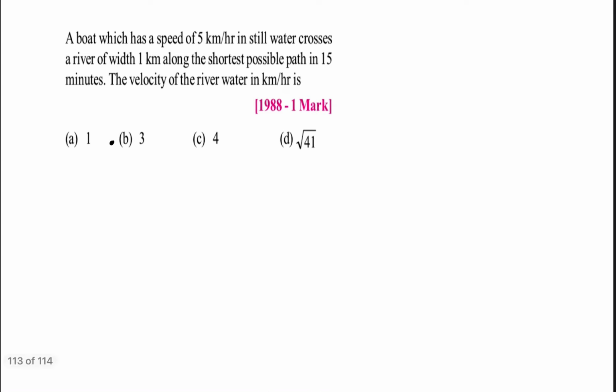Next, this is an old JEE Advanced question. A boat which has a speed 5 km per hour in still water crosses a river of width 1 km along the shortest possible path in 15 minutes. The velocity of the river water in kilometer per hour is equal to how much, they are asking. You can see here the speed of the boat, nothing but VB, is given as 5 km per hour with respect to river.